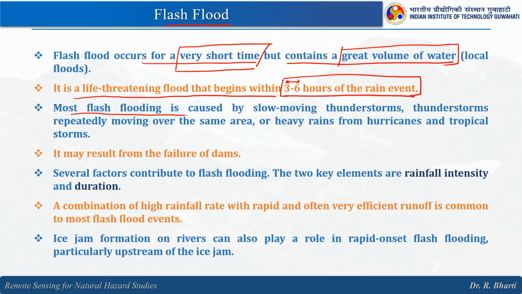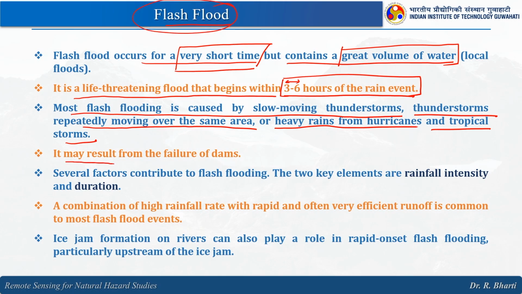Most flash flooding is caused by slow moving thunderstorms repeatedly moving over the same area, and heavy rains from hurricanes and tropical storms. So again and again your area is receiving more precipitation that will lead to this flash flood. It may result from the failure of dams, that is another case. Several factors contribute to flash flooding. The two key elements are rainfall intensity and duration.